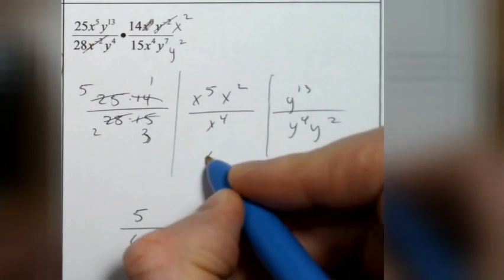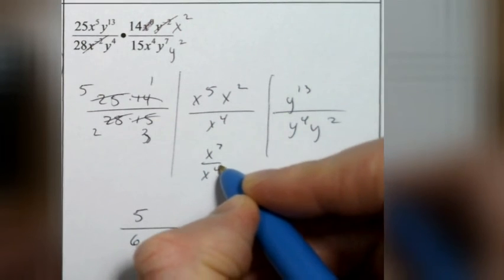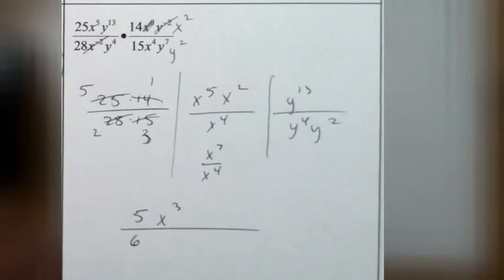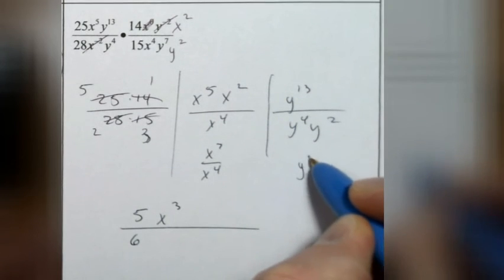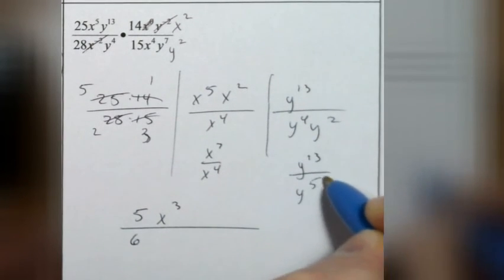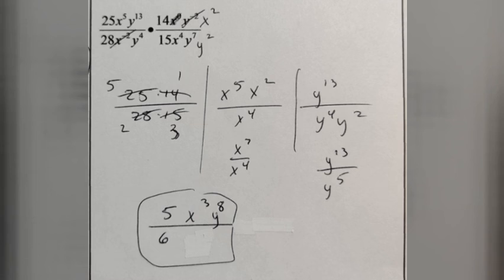Now this one is actually x7 over x4, which is x3, and on top. And this is y13 over y to the 5th. Subtracting them, I get y to the 8th. Final answer.